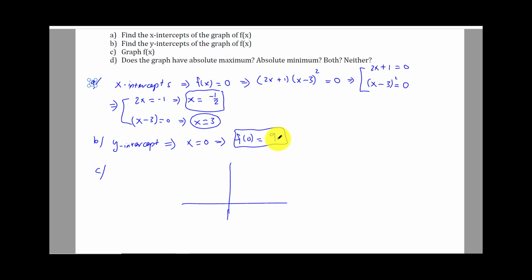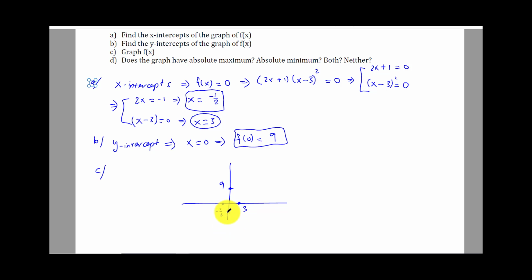I know that my y-intercept is 9, so let's put a 9 here, right? 9 for the y-intercept. Remember, the scale may not be correct, but this is a general idea, the general graph of the function. So y equals 9 for the y-intercept. For the x-intercepts, I know one of them is 3, so maybe around here is 3, and then minus 1/2, closer to 0, so this is minus 1/2.